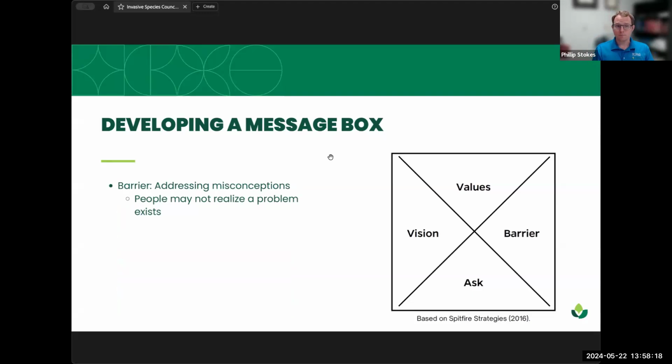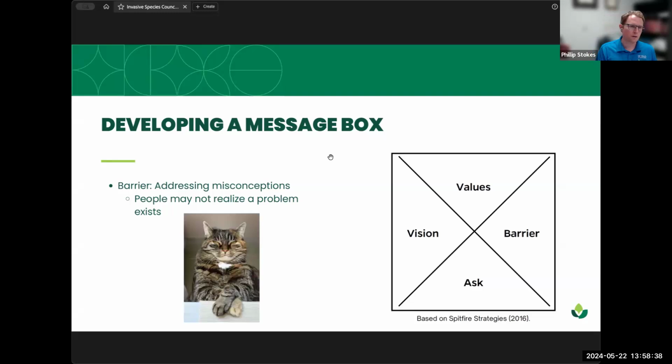A barrier is addressing misconceptions. People may not be aware of a problem. They may not be aware that whatever you're trying to tell them is actually a problem, or maybe they've been influenced by misinformation about something. Going back to our cat example, now we have this mischievous cat, and once again, we might not want to tell them that they're causing all this problem, but it might be like, hey, your cat can get really sick if they're outside. They can get beat up. This is kind of sad, but my cat growing up, when she was young, we let our cat go inside and out.